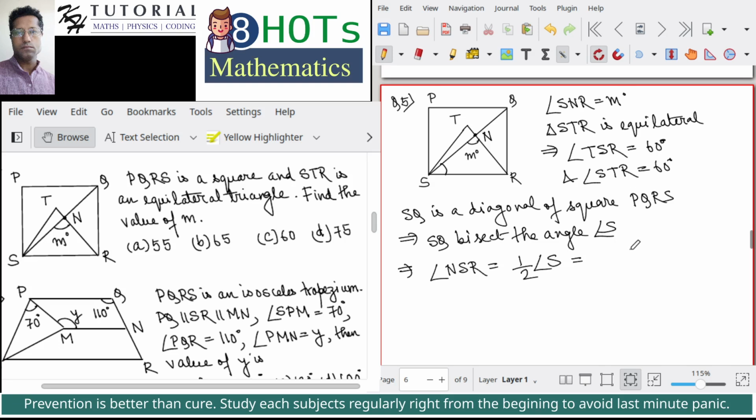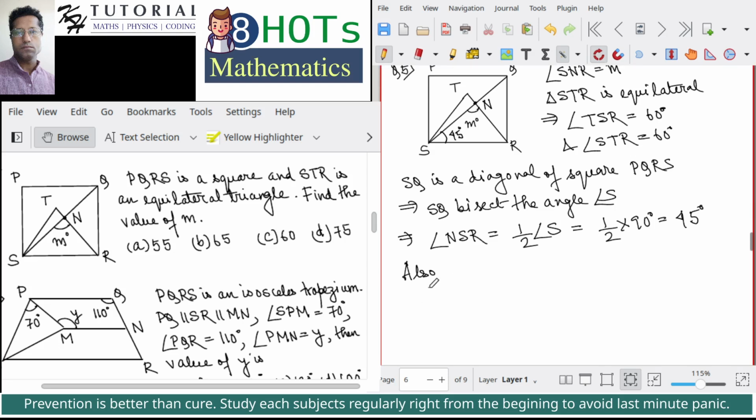Now, what is half of angle S? We know that in a square all the angles are 90 degrees. So this is equal to half of 90 degrees, which is equal to 45 degrees. So this angle NSR is 45 degrees. Now we have been asked to find the angle M.